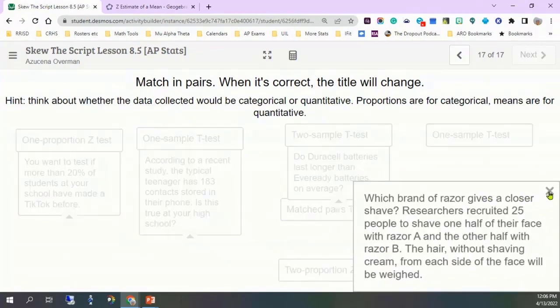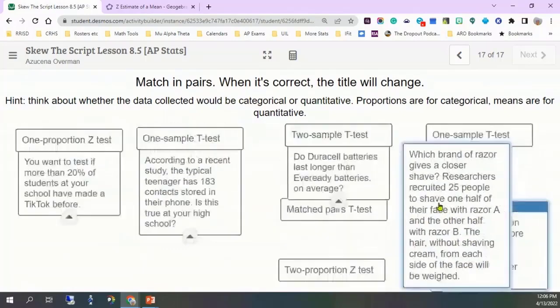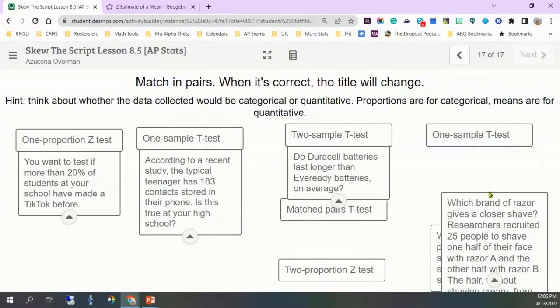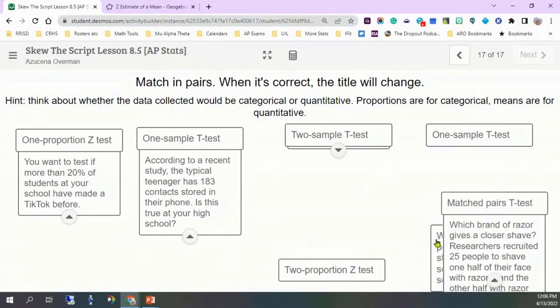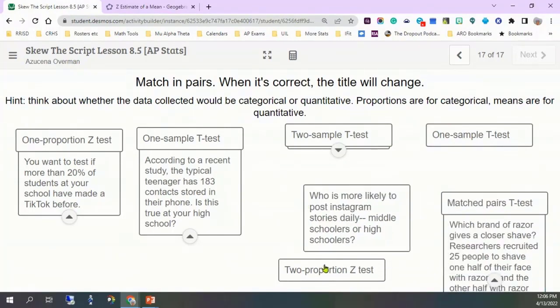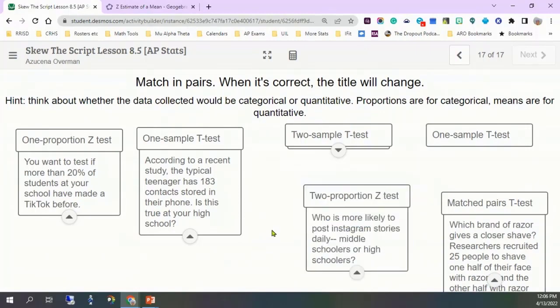Which brand of razor gives a close shave? They have razor A and razor B. So that would be a matched pairs t-test right there. There we go. And then finally, who is more likely to post Instagram stories daily, middle schoolers or high schoolers?